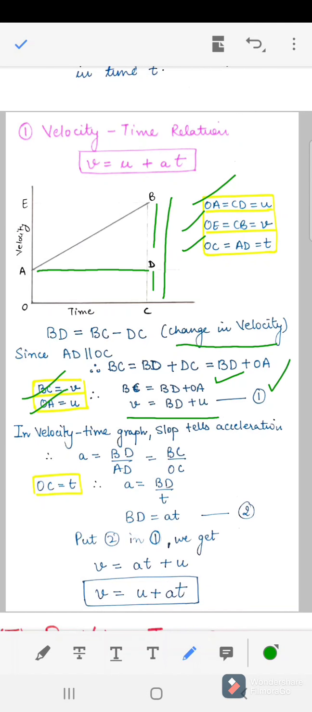In the velocity time graph, we know that the slope tells us the acceleration. So a is equal to BD over AD, which is also equal to BC over OC. Here OC is equal to t, we already know that. So we can put a is equal to BD over t. We finally get BD is equal to at and mark it as 2. When we put this in the first equation, we get v is equal to at plus u. Ultimately v is equal to u plus at.